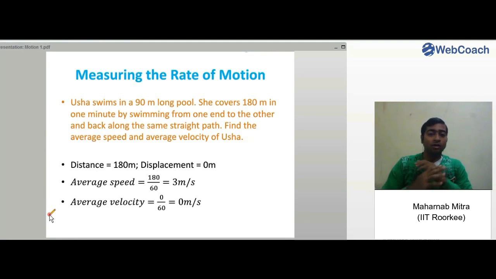So you can see, even if we cover a huge lot of path but ultimately come back to our initial point, our displacement will always be 0, and therefore the average velocity will always be 0. But our average speed will never be 0, right? Because we have covered a certain distance. Displacement might be 0, but distance will never be 0.